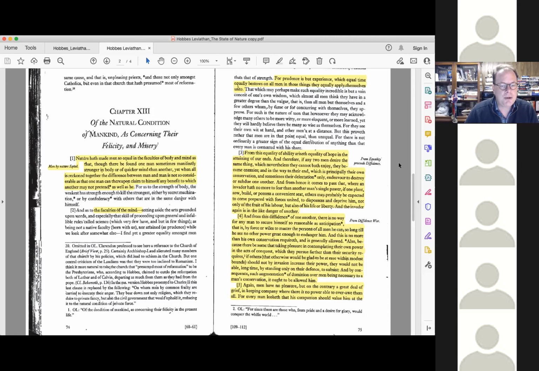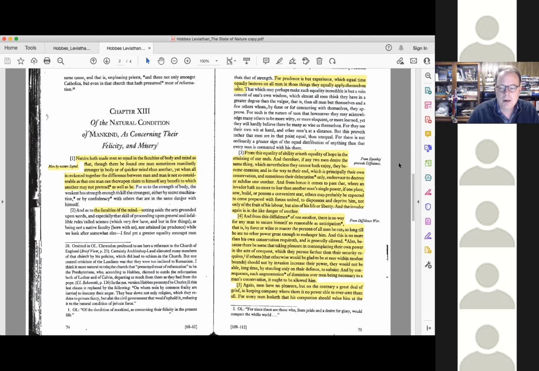He says all human beings desire essentially the same broad things. They desire their conservation and sometimes their delectation. Conservation is just survival, to conserve the body as a living thing rather than a dead thing. We would call it self-preservation. We want to live rather than die. Delectation, I think, is just a fancy word. What does this word mean? Delectation? Anyone have any sense?